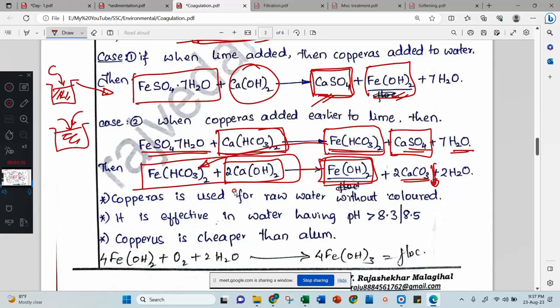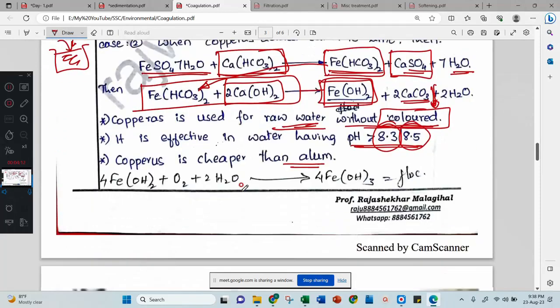Copperas is used for raw water, that is for sure. It is effective in water having pH greater than 8.5. Some textbooks will give 8.3, some will give 8.5. Don't worry, if pH is greater than 8.3, this will be very active. Copperas is also cheaper than alum.